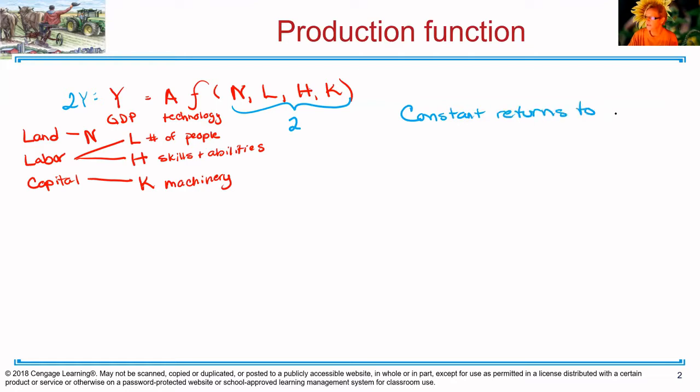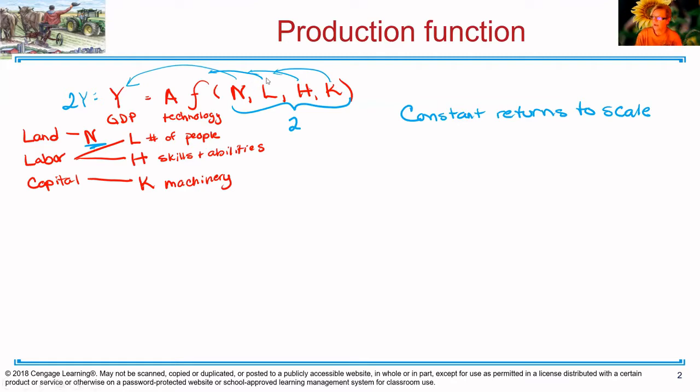Now, the reason I'm presenting this here is that we want to talk about if we're spending tax dollars in these next objectives and we spend them on land, what will happen to GDP? If we spend them on population growth, what will happen to GDP? If we spend it on education, what will happen to GDP? And if we spend it on machinery or innovation, what will happen to GDP?